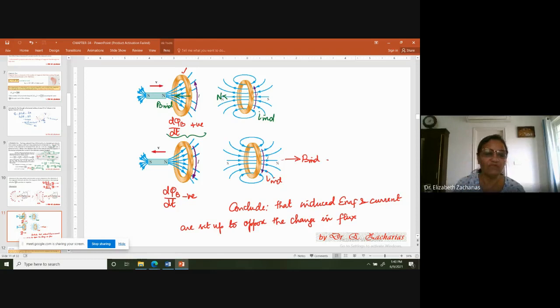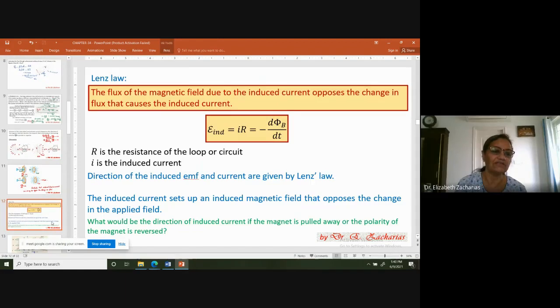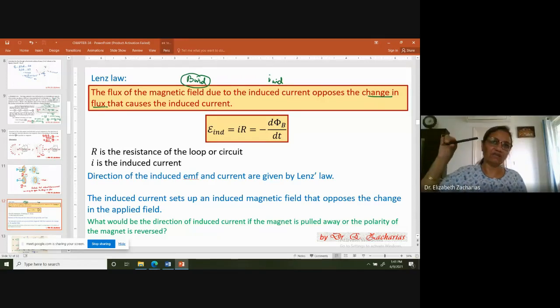Okay, so what we have seen till now, this discussion, is called Lenz's law. Lenz's law put in a sentence is like this: the flux of the magnetic field due to the induced current. Read this carefully. It will oppose the change in the flux. If the change in flux is positive, the induced magnetic field is in the opposite direction. If the change in flux is negative, the induced magnetic flux is in the same direction.